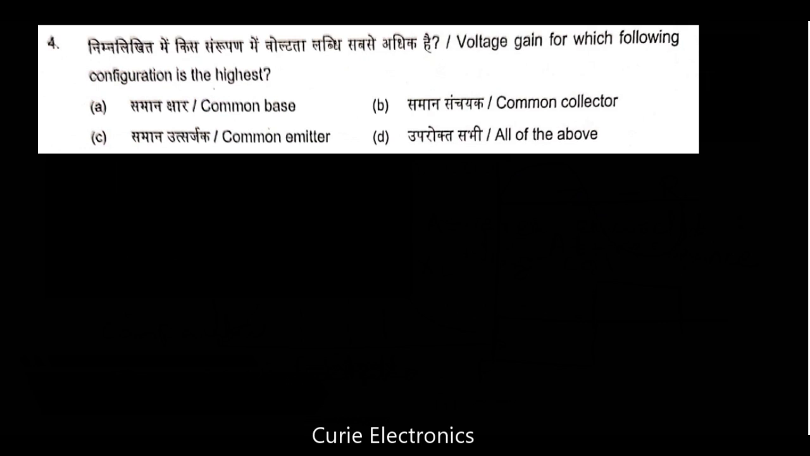A voltage gain for which of the following configurations is the highest? I think all of us know it is the common emitter.